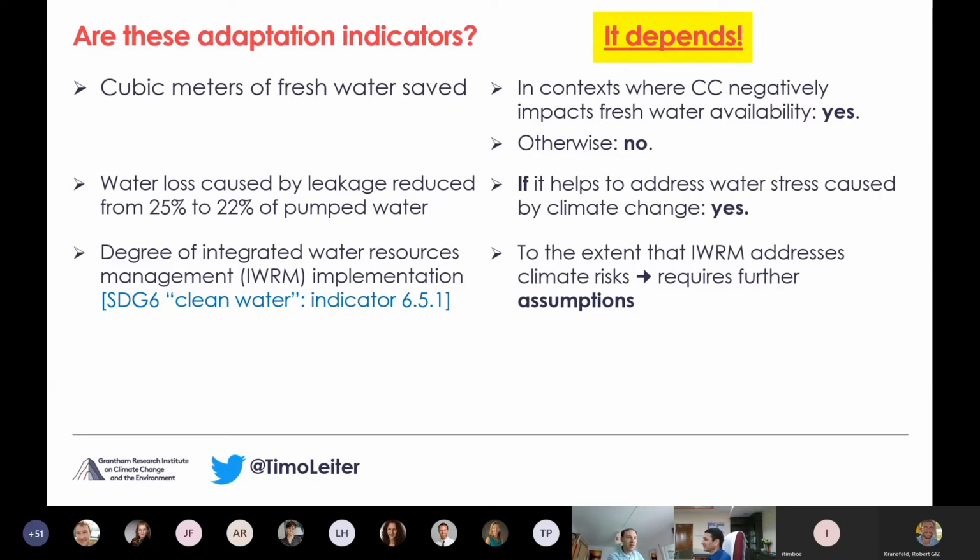For the second one, very much the same. If the water stress is caused by climate change and if the reduction in loss helps people specifically addressing those risks, then yes, it could form part of a suite of adaptation indicators. And for the third one, again, it depends to what extent the plan addresses climate risks. So this is an example where the indicator requires further assumptions to understand whether it actually indicates adaptation or just adaptive capacity.